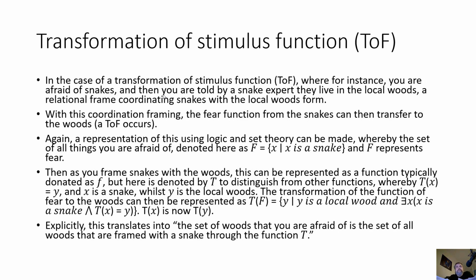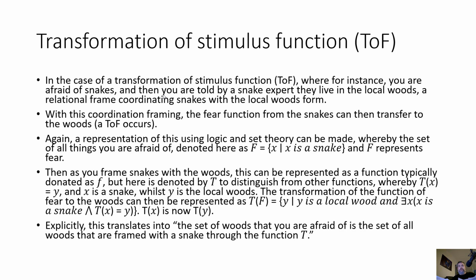And now we're getting into transformations of stimulus function. In the case of a transformation of stimulus function, where, for instance, you are afraid of snakes, and you're told by an expert that one lives in the local woods, a relational frame coordinating snake with the woods forms. With this coordinating framing, the fear function from the snakes can then transfer to the woods, so that the neutral stimulus of the woods then transforms into a fear-provoking stimulus.